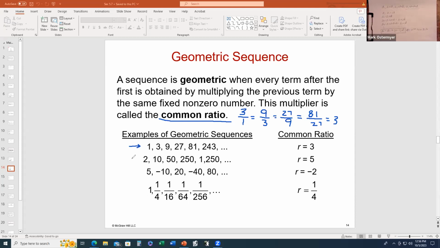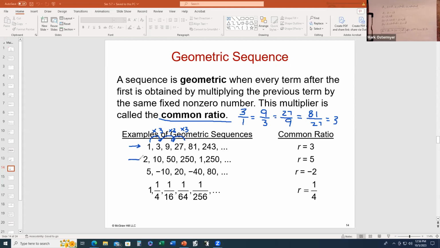That's also to say that to move from one term of the sequence to the next term, I would not add 3, I would multiply by 3. So to go from 3 to 9, I would have to multiply by 3. To go from 9 to 27, I would have to multiply by 3, etc., etc.